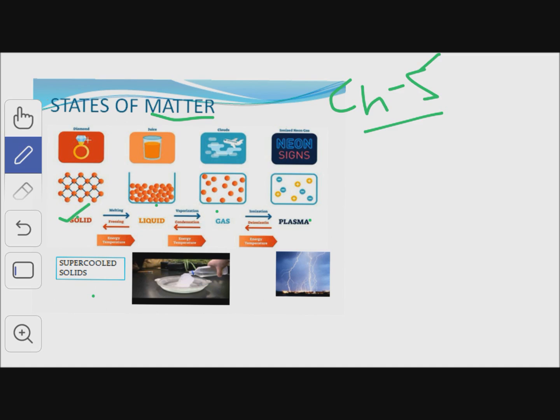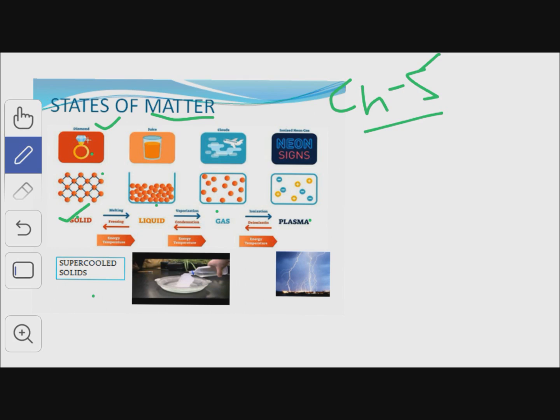Why do we call a substance solid? Because they have strong intermolecular forces of attraction, due to which molecules are closely packed, and they form a definite shape and volume. For example, the diamond ring is a solid substance. It has a definite shape and definite mass.